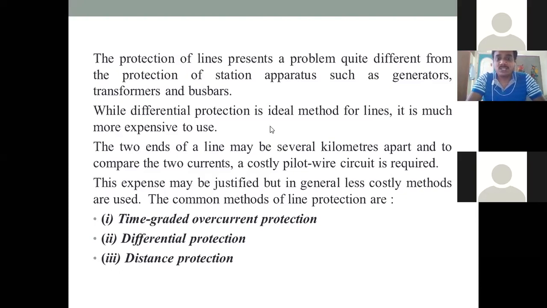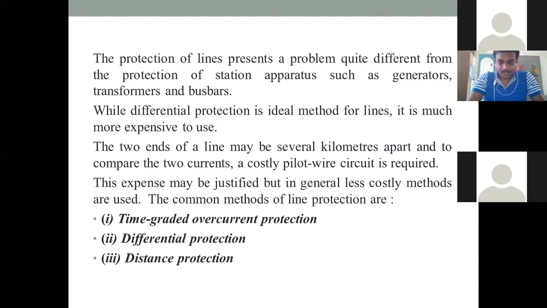While differential protection is ideal for transmission lines, it is more expensive because it has to be connected over a long distance, and the rating of the transmission line is also high, as in HT lines. The two ends of the line may be several kilometers apart, and comparing the two currents is costly, so it is very difficult to implement. The expense may be justified, but in general there are some less costly methods out there. These are three less costly methods.